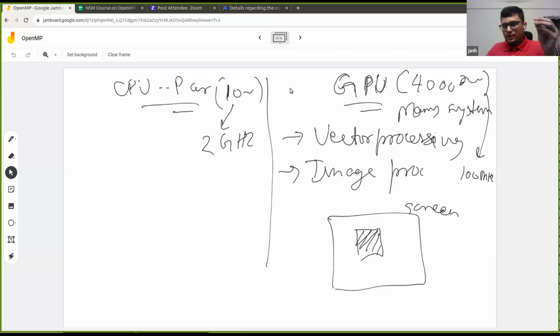But if there is nice parallelization that you can extract out of your code, and if you have to perform the same type of operation on a large amount of data, and if you can parallelize it very efficiently, then you should go with GPU. Else, I think you should go with CPU and use some framework like OpenMP. I hope that answers your question.